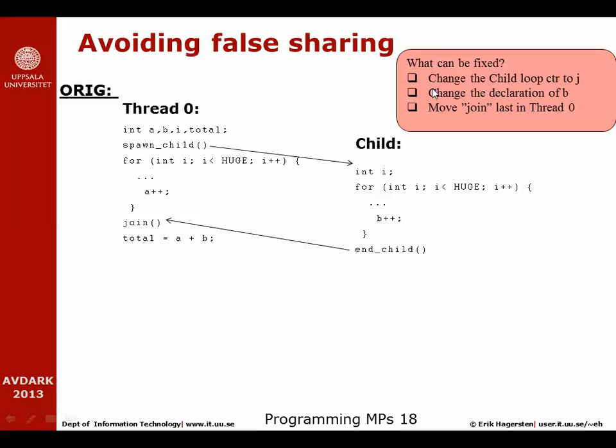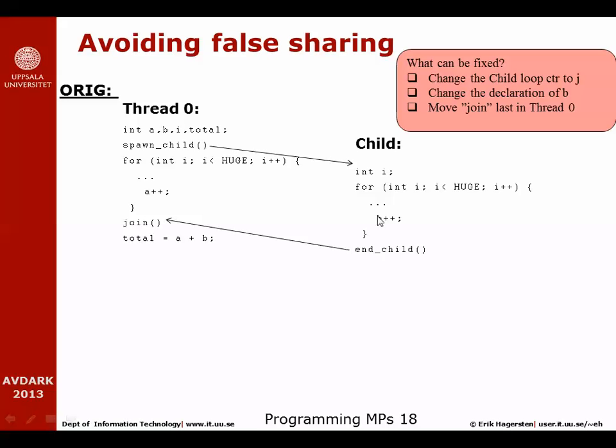So we need to change the declaration of B. Even though B is only used by the child, it's being declared in the parent, and that could be semi-okay. The problem is that A and B are declared right after each other, and that means that they are very likely to reside in the same cache line. Typically, the data is laid out sequentially in memory in the order that it's being declared. So unless you're very lucky, A and B will be in the same cache line.